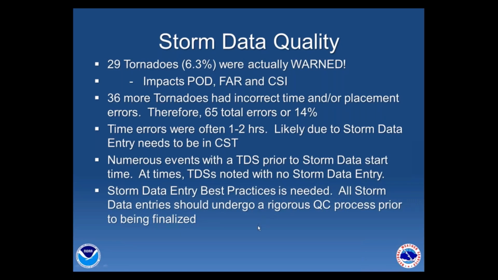All storm data entries certainly need to undergo a rigorous QC process. Tornadoes are our GPRA goals, and most offices are 50 tornadoes or under. It shouldn't be that strenuous an exercise to go through the radar data again and make sure these reports are correct, because this is what we're being verified on. This is what Congress is seeing.